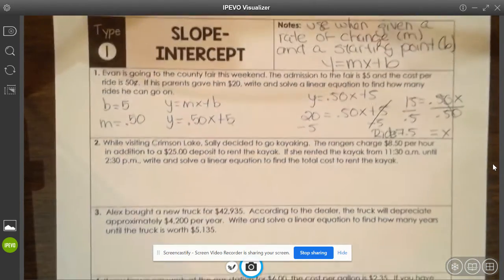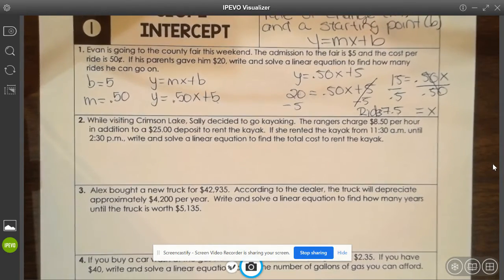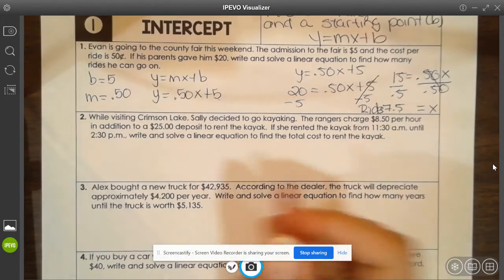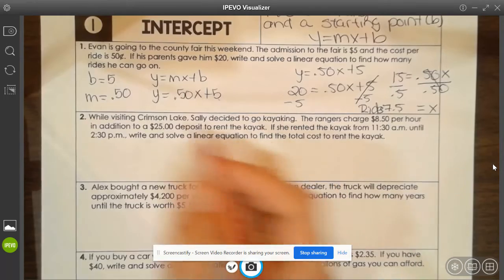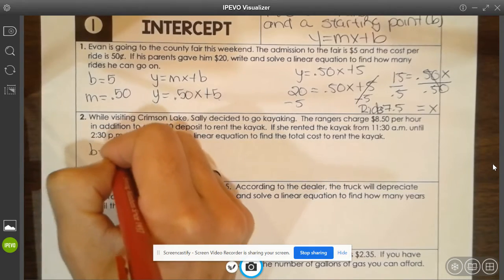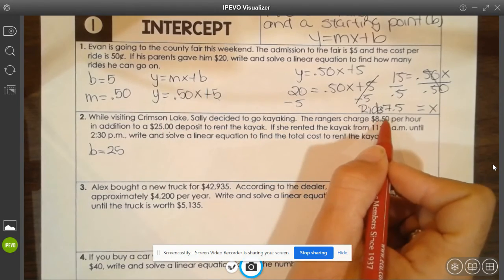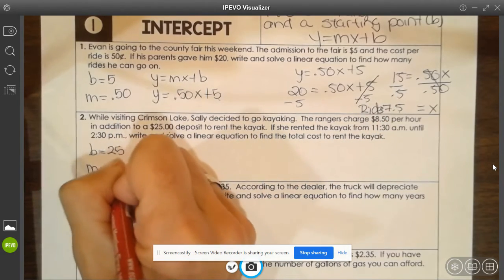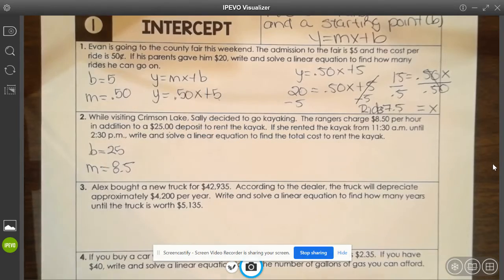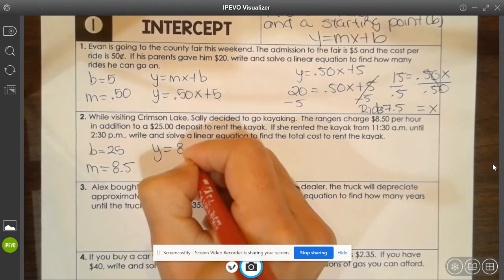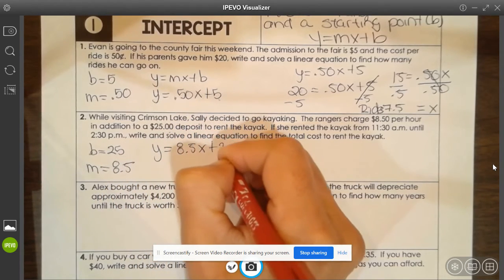Okay. All right. Let's do the next one. While visiting Crimson Lake, Sally decided to go kayaking. The rangers charged $8.50 per hour and an additional $25 deposit. So my starting point is $25, that fee that you have to pay no matter what. And then per hour, it would be our slope, $8.50. Now, we don't know how many hours. That's our next part. So let's build the equation first. So that's y equals 8.5 times x plus 25.